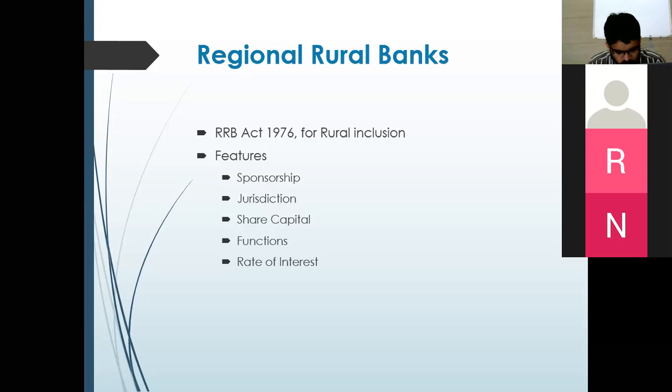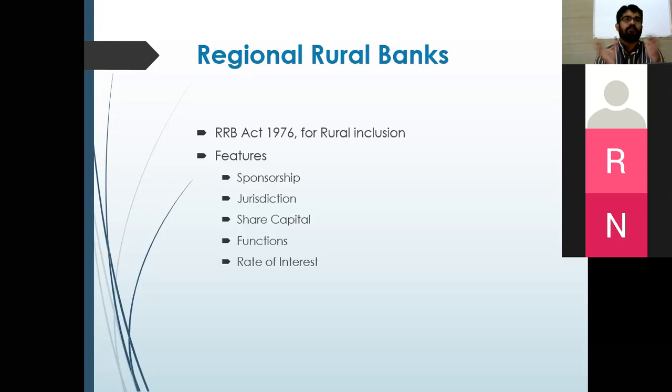Then, coming to the share capital, around 25 lakhs of share capital is what has been specified, which is again contributed by the central government, the state government, and the sponsoring bank in the ratio of 50 is to 15 is to 35. Remember this ratio. So 50% is contributed by the central government, 15% by the state government, and 35% by the sponsoring bank.